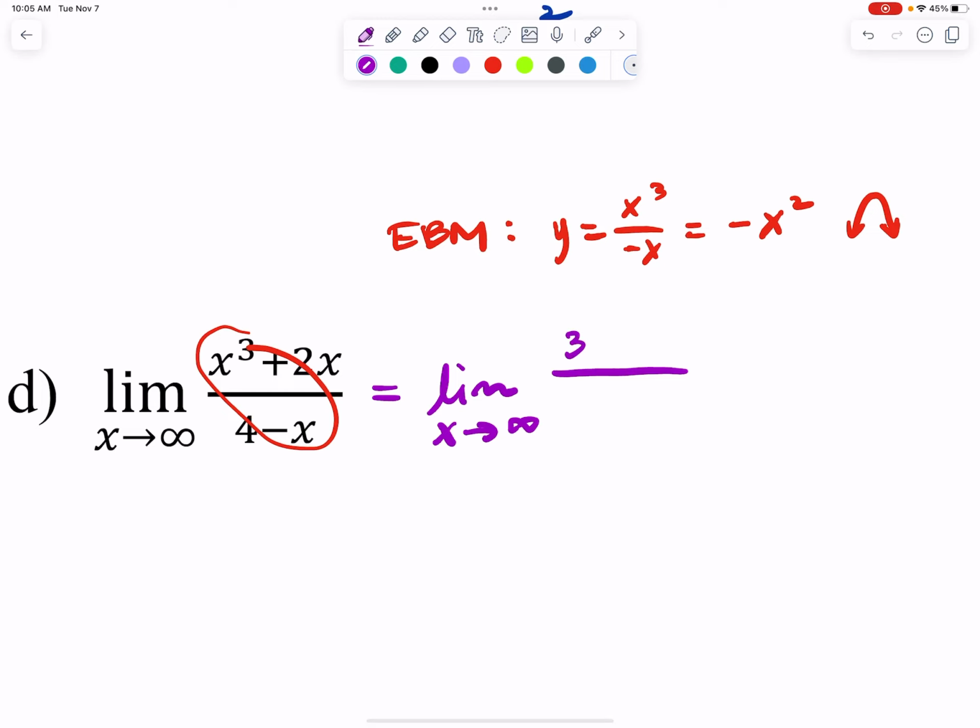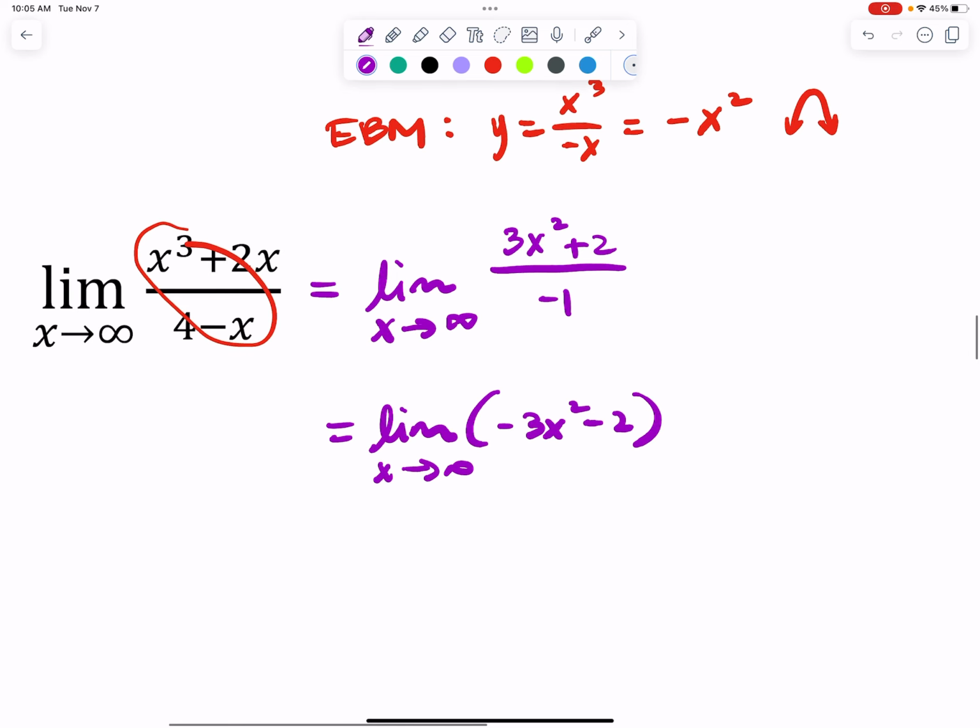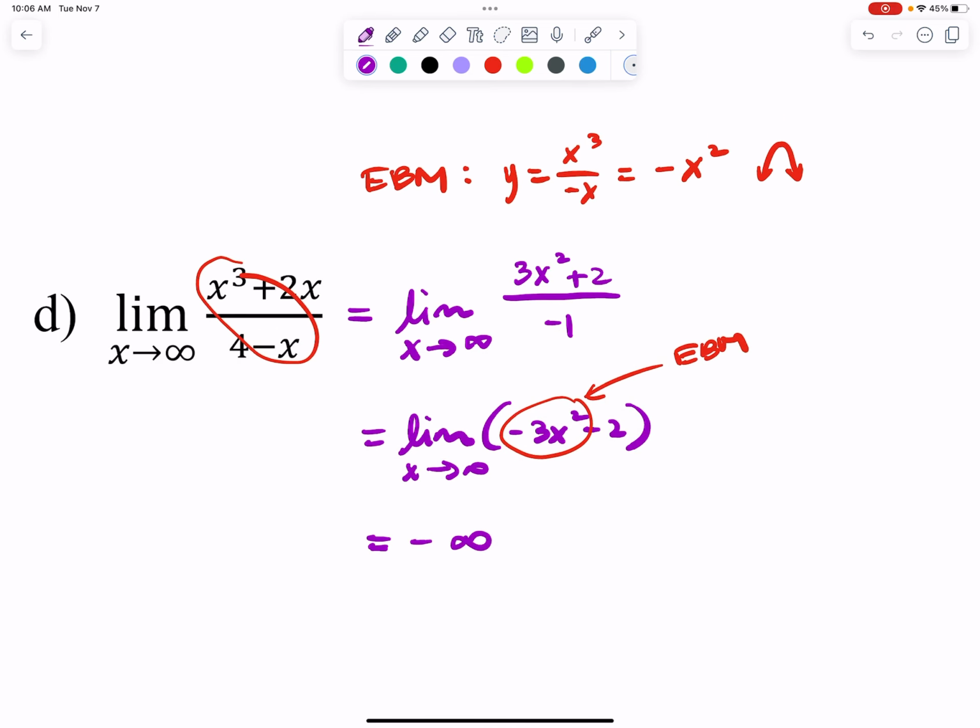Okay, so applying L'Hopital here, though, we would get 3x squared plus 2 over -1. So that's the same as the limit as x approaches infinity of -3x squared minus 2. And that is something you know, basically we're thinking end behavior model of this polynomial now instead of the rational function, right? This would be your end behavior model, which has the same end behavior as -x squared. So we can say this limit is equal to -infinity. So you still have to reference end behavior model sometimes. It's just L'Hopital can make your limit look simpler.